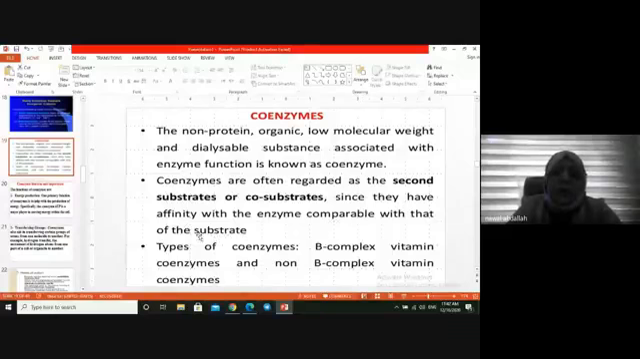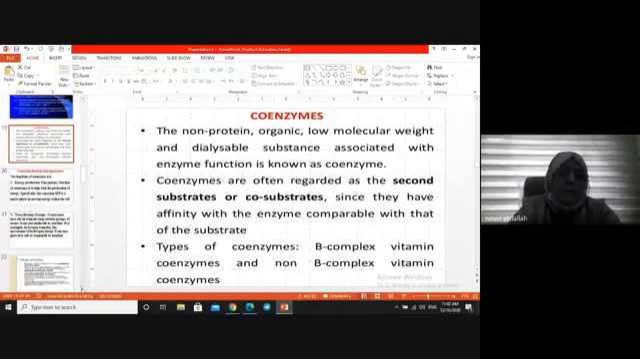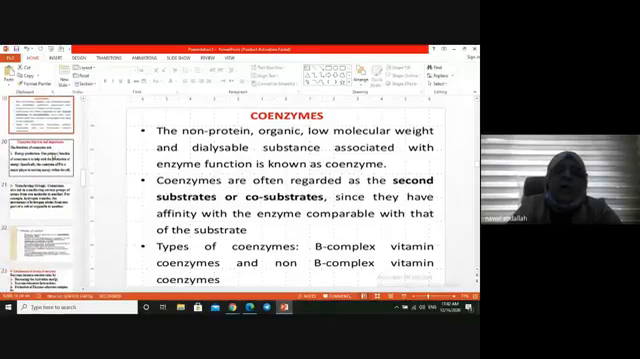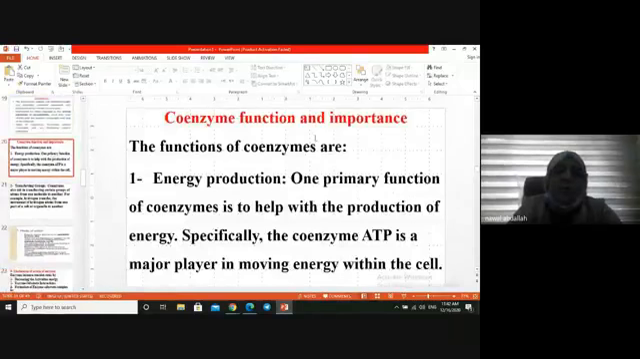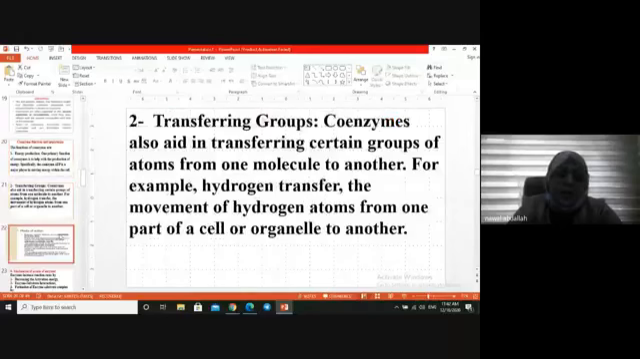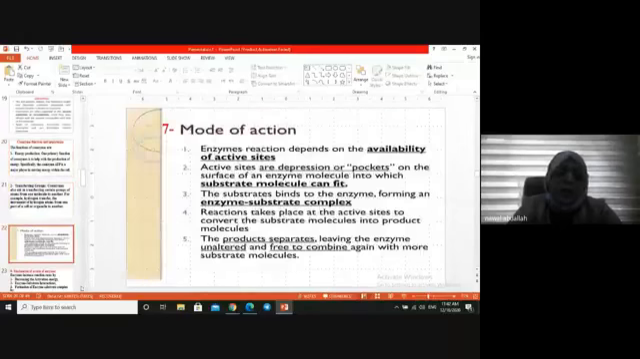Types of coenzyme: we have two groups, B-complex vitamin coenzymes and non-B-complex vitamin coenzymes. Coenzyme function: important energy production and transferring. Mode of action depends on the active site and the mechanism of action.